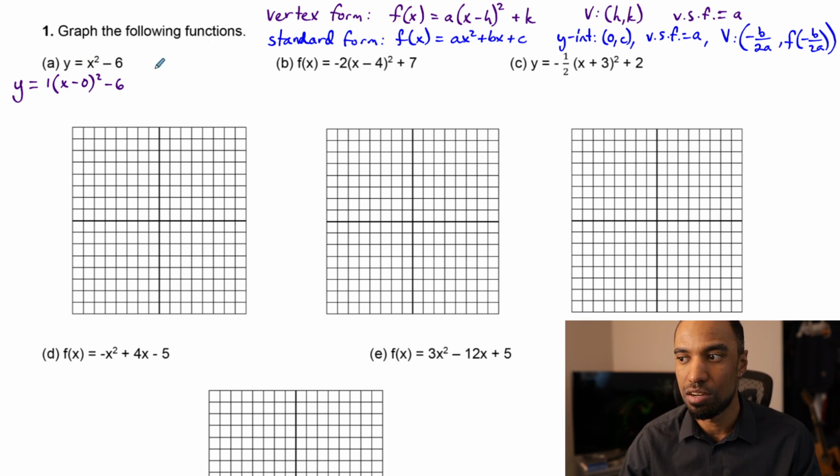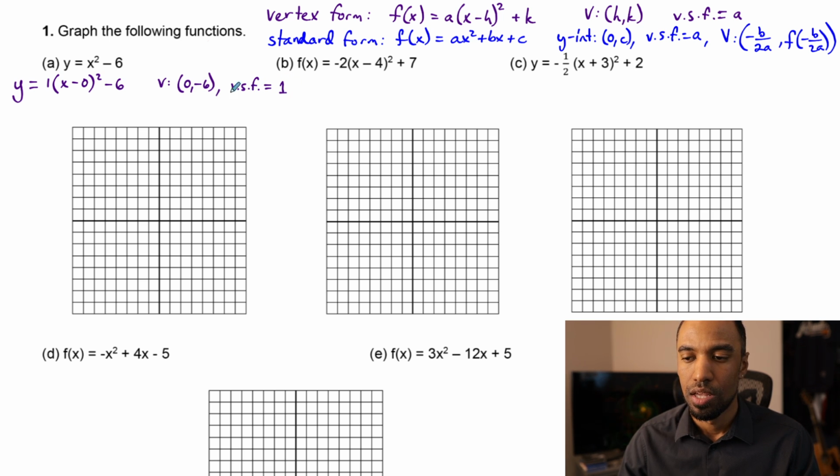So when we're looking at this in vertex form, you can see that the vertex of this is going to be at the opposite of 0, which is 0. Of negative 0 is positive 0. It's just 0. And then the same as negative 6. (0, negative 6) is the vertex. And, of course, the vertical stretch factor is a equals 1.